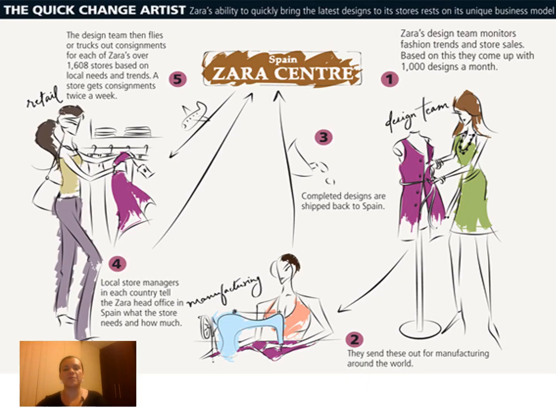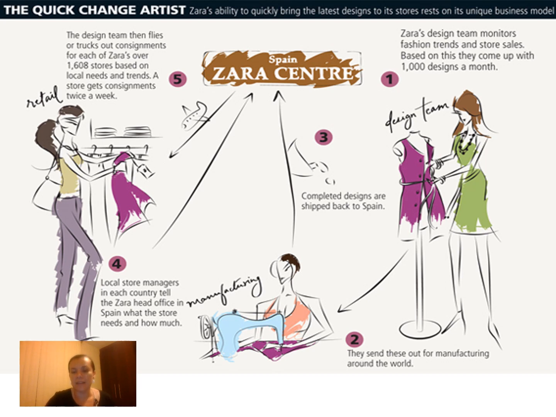Imagine that this graph describes really well what happens in the Zara business model. First, you have the Zara design teams that monitor the fashion trends and store sales. Based on this, they come up with 1,000 designs a month. What I noticed is that the designers also hire someone who goes to the fashion shows and takes pictures, so they get the new designs and the next trending topic, and they go very fast to put that in stores.